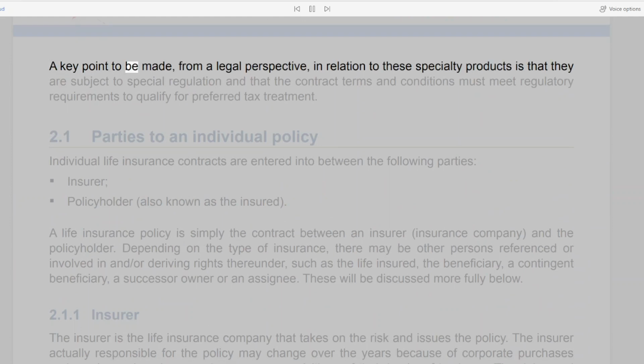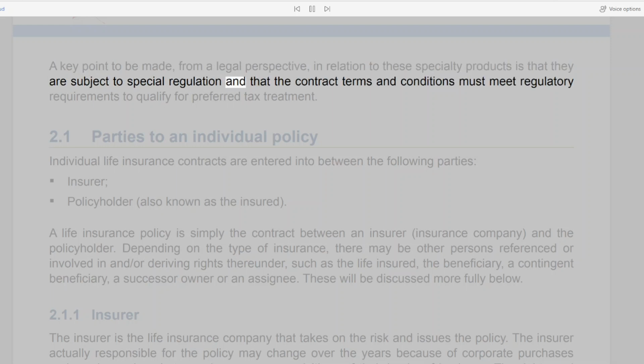A key point to be made, from a legal perspective, in relation to these specialty products, is that they are subject to special regulation, and that the contract terms and conditions must meet regulatory requirements to qualify for preferred tax treatment.